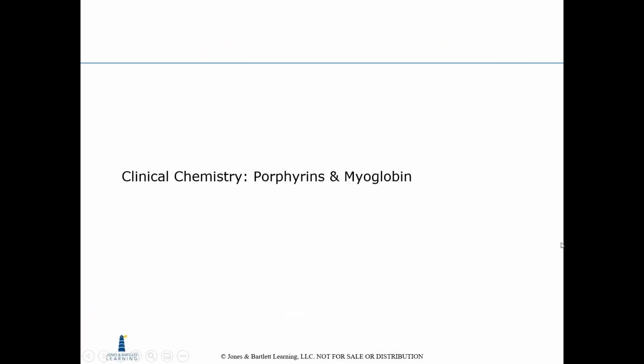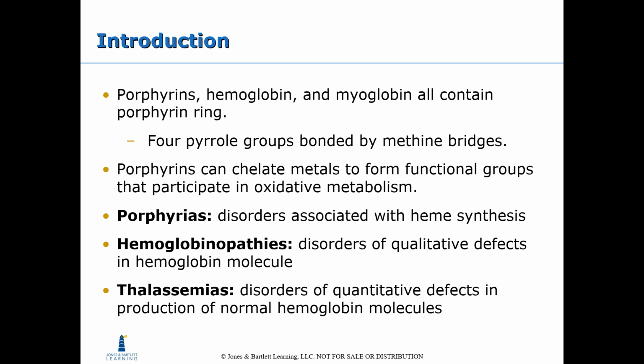Clinical chemistry, porphyrins and myoglobin. Porphyrins, hemoglobin, and myoglobin all contain a porphyrin ring, and that's 4 pyrrole groups that are bonded by methane bridges. Porphyrin can chelate, or attach to metals, to form functional groups that participate in oxidative metabolism.